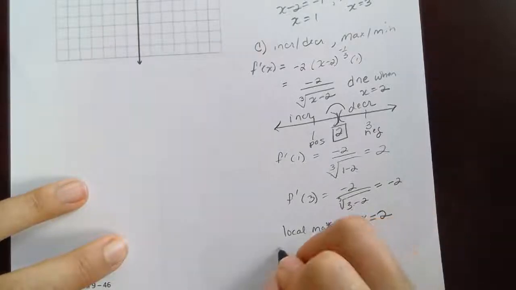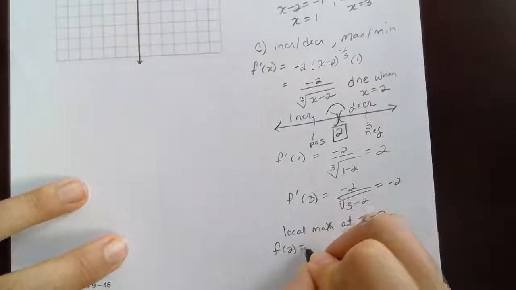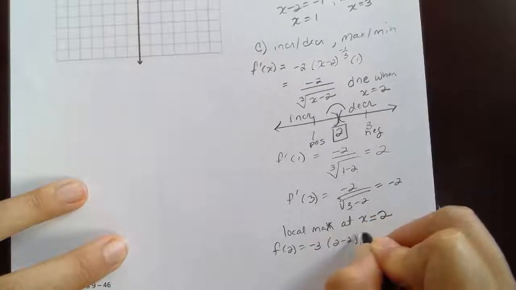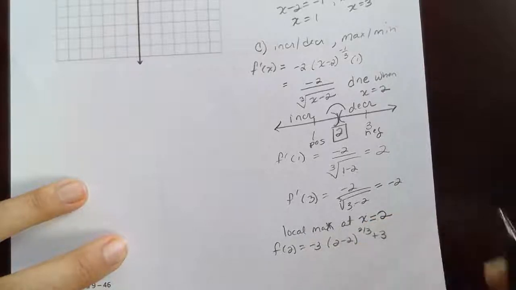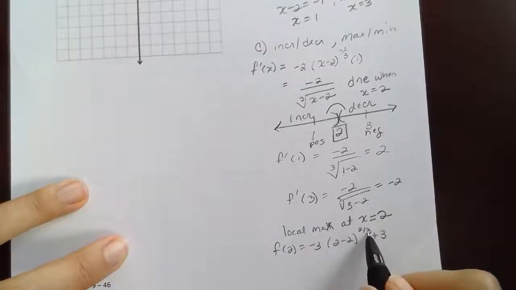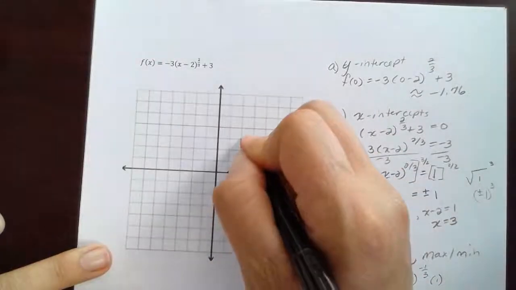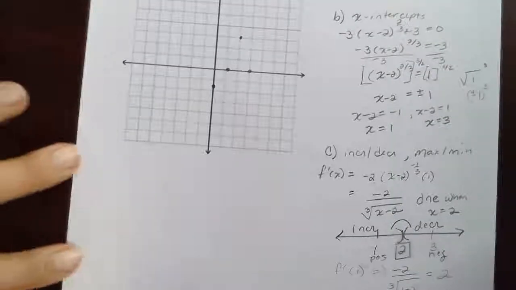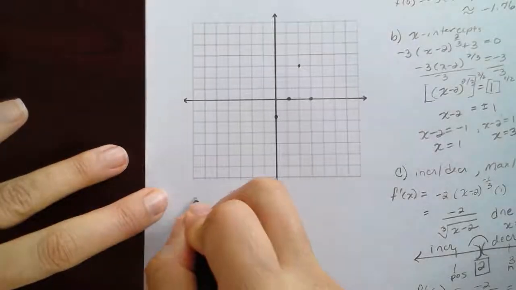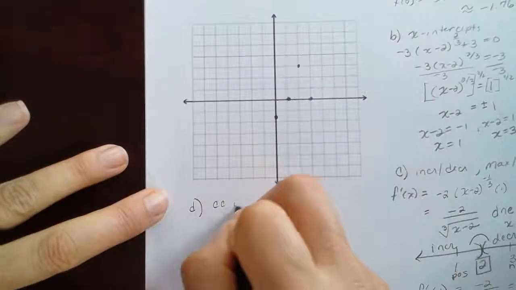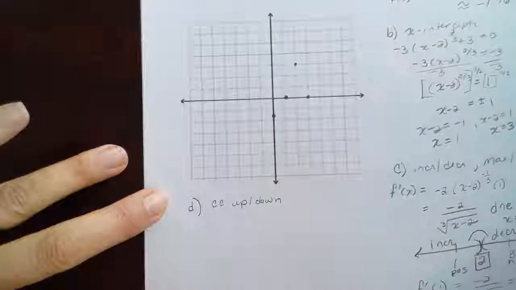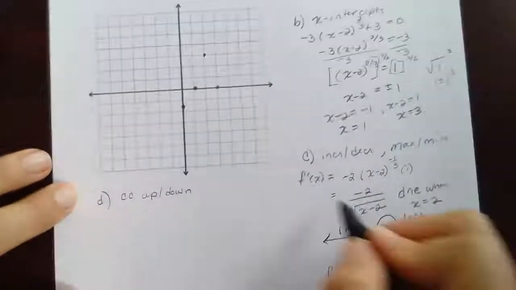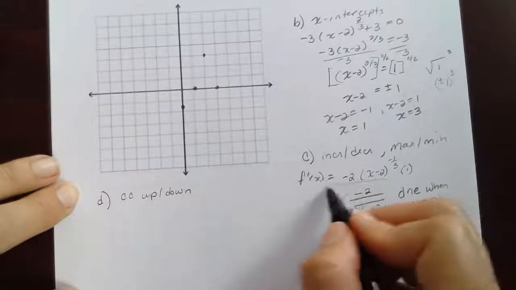And let's go ahead and evaluate that in our original function. 2 minus 2 is 0, 0 to the 2/3 is 0, negative 3 times 0 is 0, plus 3 is 3. So our point (2, 3), we will graph that, 2 over and 3 up. All right, so now we have concavity to do. That means we need a second derivative. So here is our first derivative.